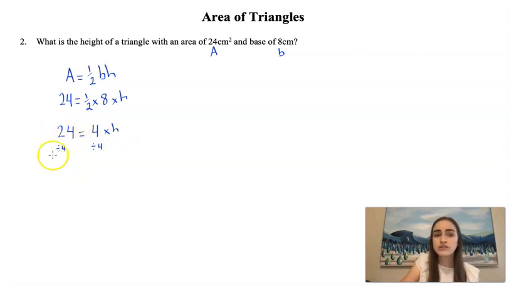So 24 divided by 4 would give us 6. And on the right-hand side, that's just going to leave us with H. So we'll rewrite it the other way around. H equals 6. And then we need to put our units in, which were centimeters for this question. So the height of our triangle is 6 centimeters.